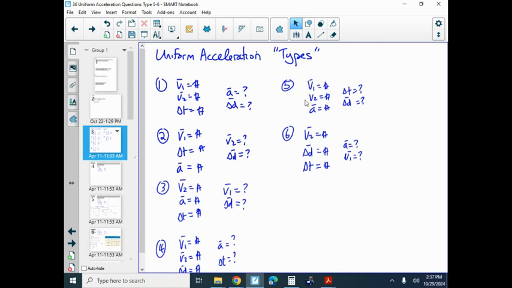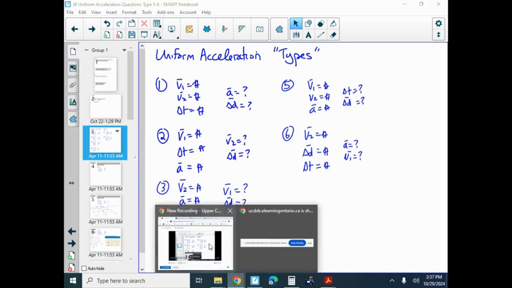So similar flavor to 1, 2, and 3. I almost wonder if that should be type 4, to be honest, just in sequencing, but it doesn't matter, of course. And then in type 6, we're going to be given the final velocity, the displacement, the time, and we're asked to get the acceleration and initial velocity from that one. So that one's a little bit different.